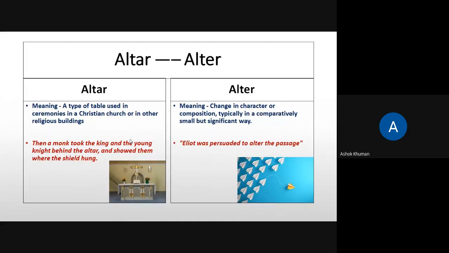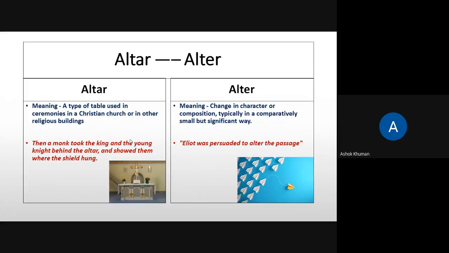So that is the table, a decorative table, not any table, a decorative table specially used in a Christian church or any religious building, in the temple. So that table for worship is called altar. And alter means a change, alternative, option. Change in a character or composition, typically in a comparatively small but significant way.